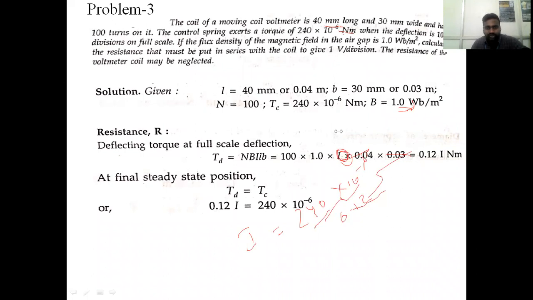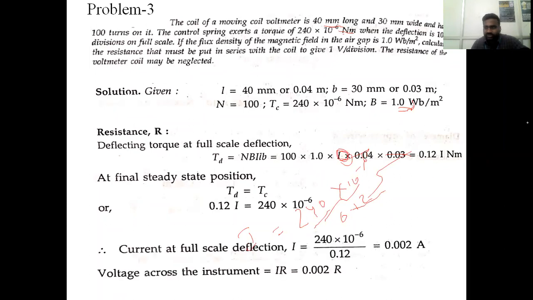Is this 2 milliamps, right? It's 2 milliamps. Almost most of the people are getting the same answer, 2 milliamps. So this is the current flowing, 2 milliamps.